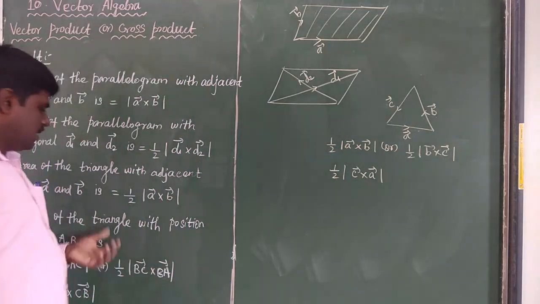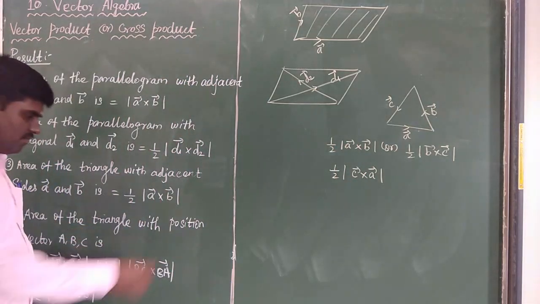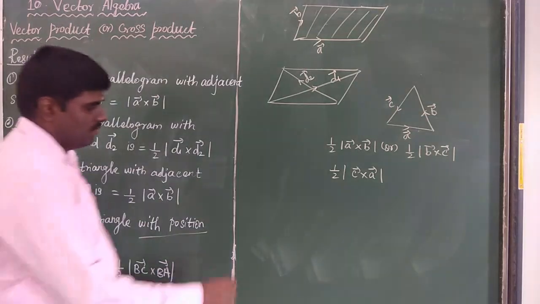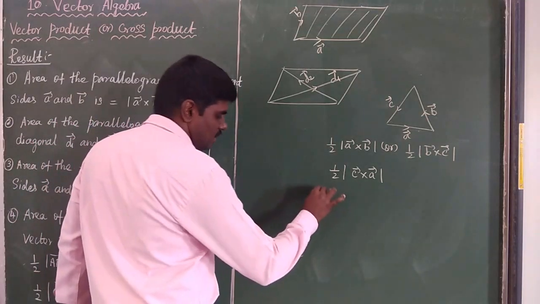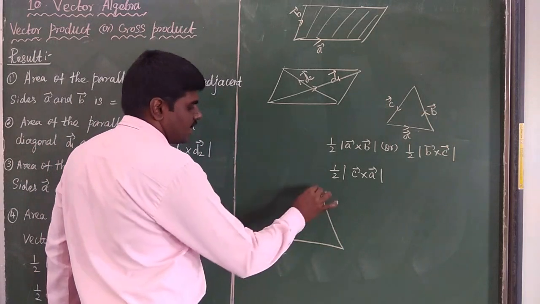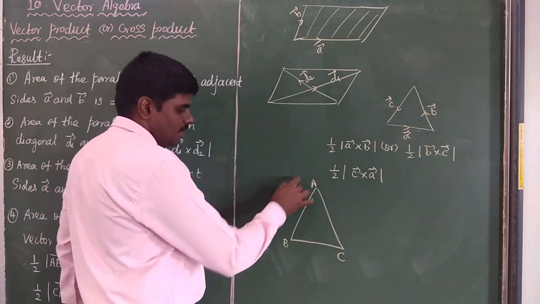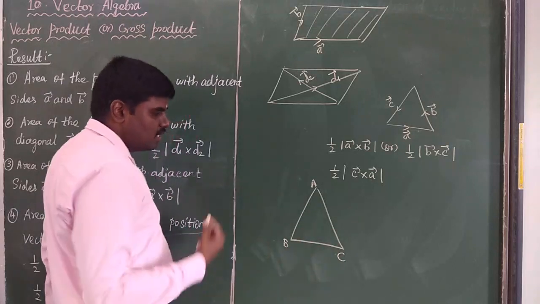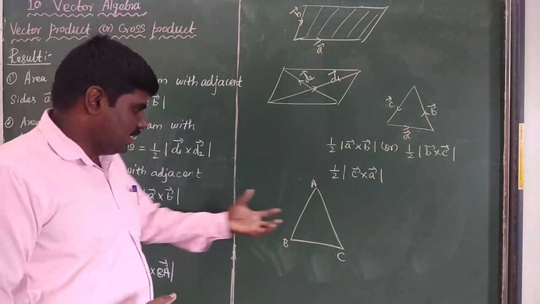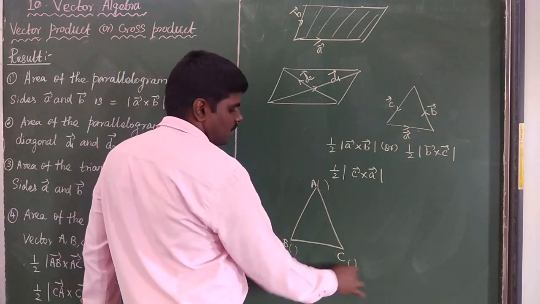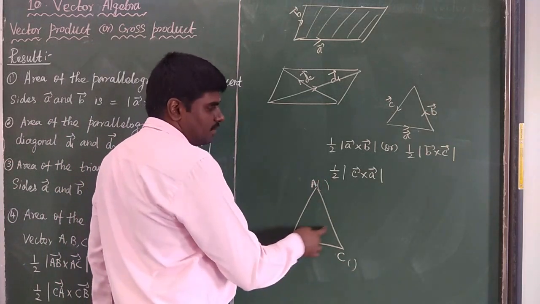Next, in the same way, the area of the triangle with position vectors given. Here is a triangle with position vectors A, B, and C. The position vectors are given, the vertices are given. How to find the area of the triangle?